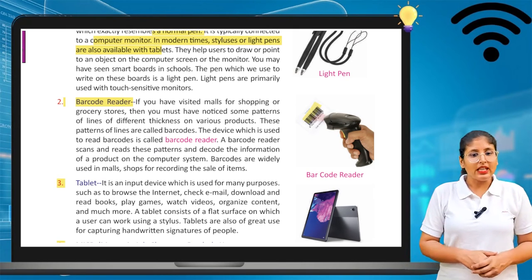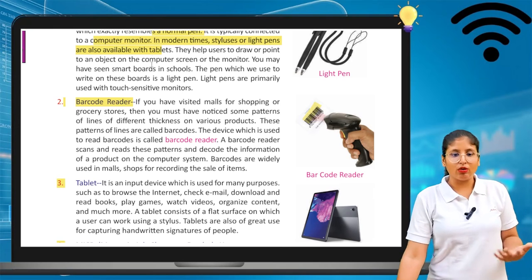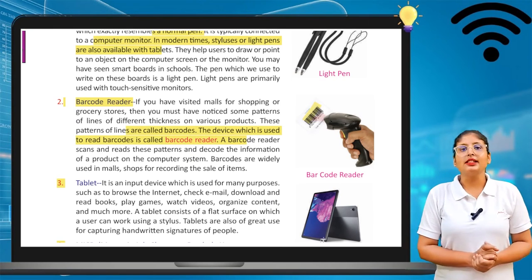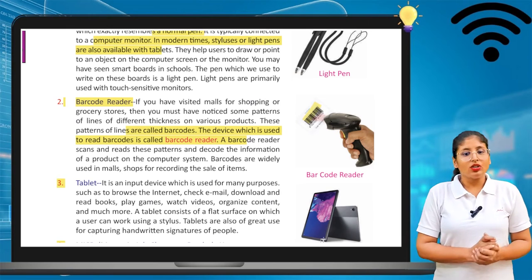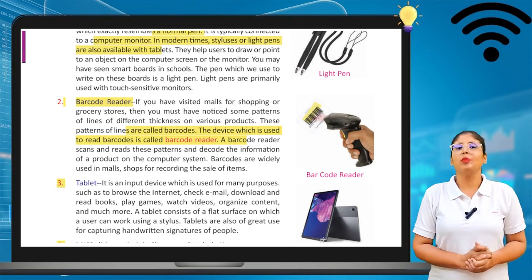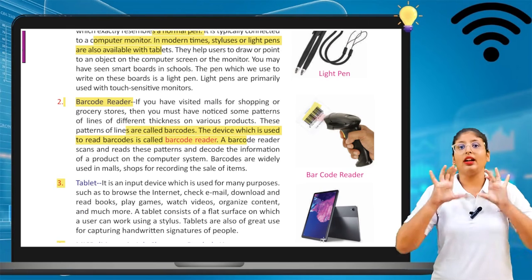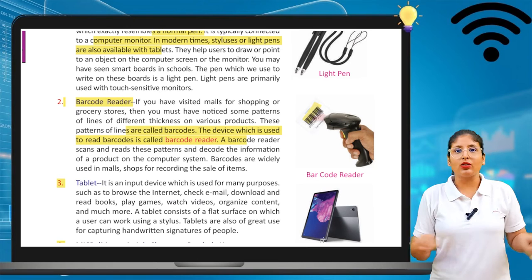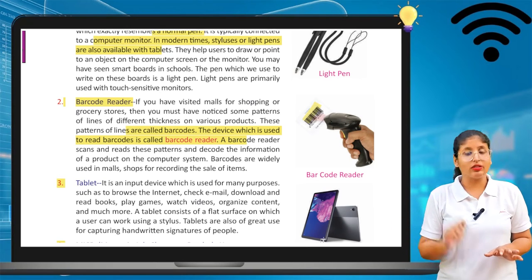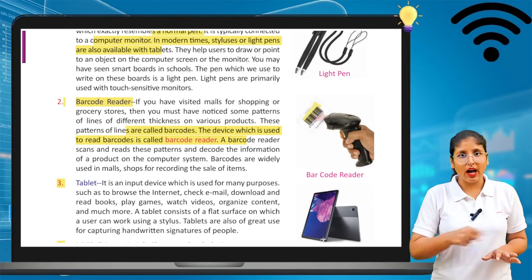So these patterns of lines are called barcodes. Normally these are black and white lines. The device which is used to read a barcode is known as a barcode reader. So the device name is barcode reader, and it is able to read that barcode.